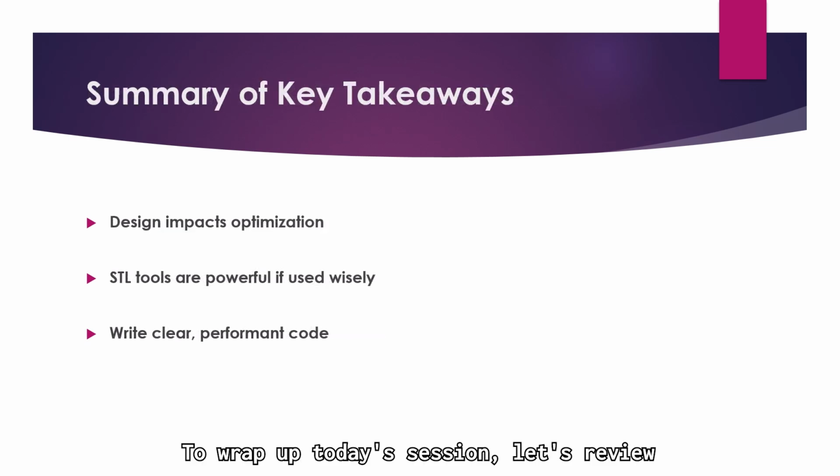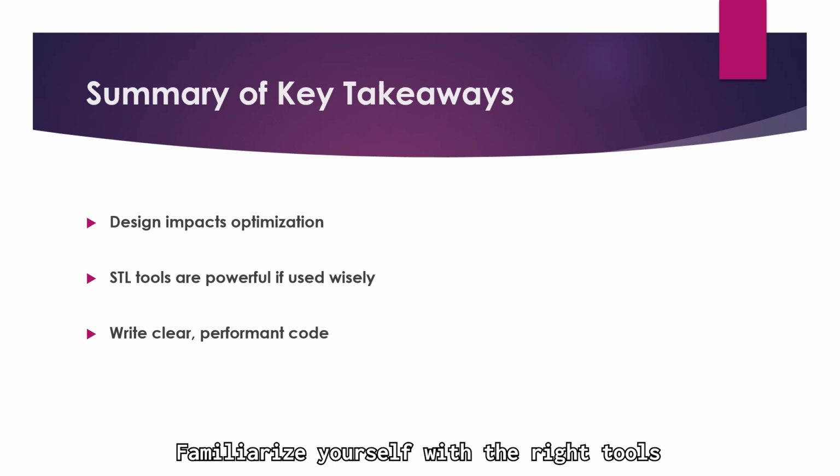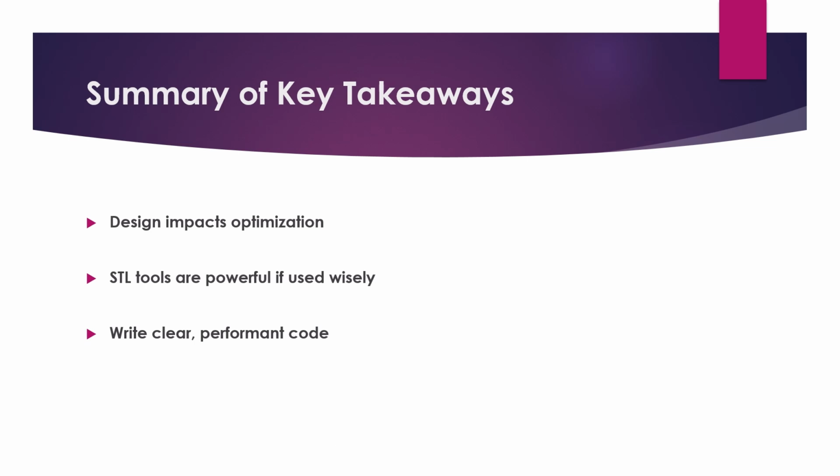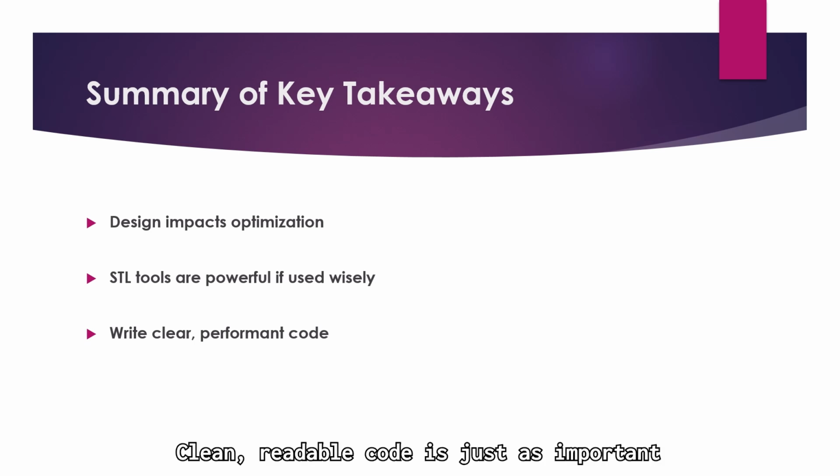To wrap up today's session, let's review the key takeaways. First, remember that your design decisions have a direct impact on performance. Selecting the right containers and algorithms is crucial for making your code efficient. Second, STL tools are incredibly powerful, but they must be used wisely. Familiarize yourself with the right tools for the job and leverage their full potential. And finally, always aim for clarity and efficiency in your code. Clean, readable code is just as important as performance, and a balance between the two is key to writing great software.